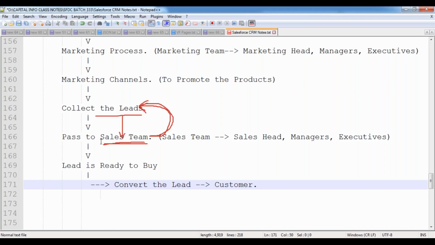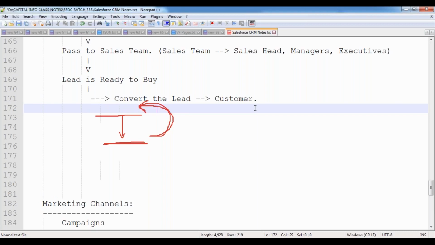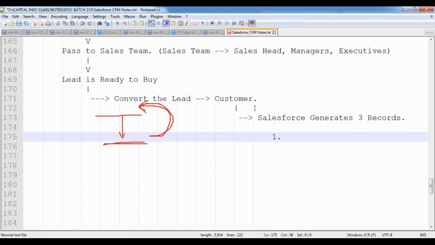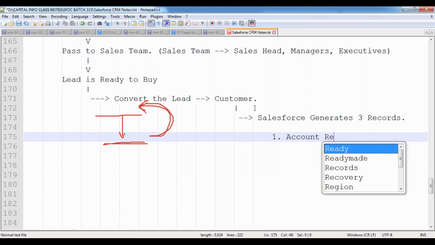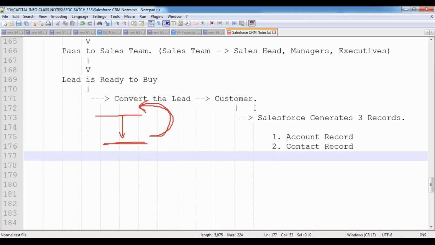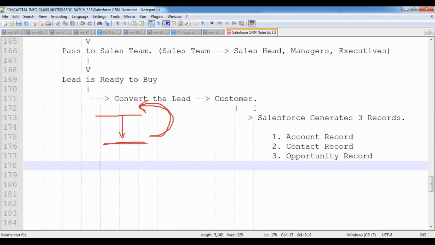Now in this case, whenever we are converting the lead as a customer, Salesforce will generate 3 records. What are those? First of all, it is generating an account record. Second one, it is generating a contact record. Third one, it is generating an opportunity record. These are the 3 records generated by Salesforce.